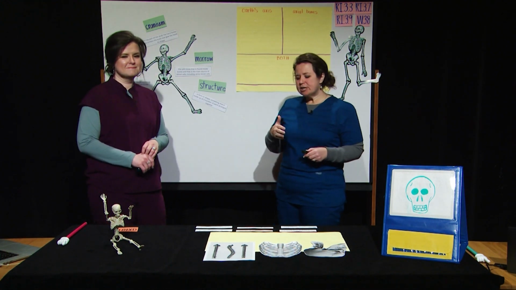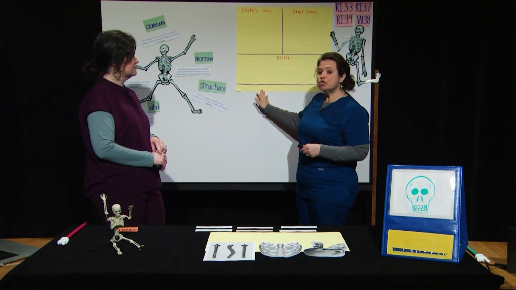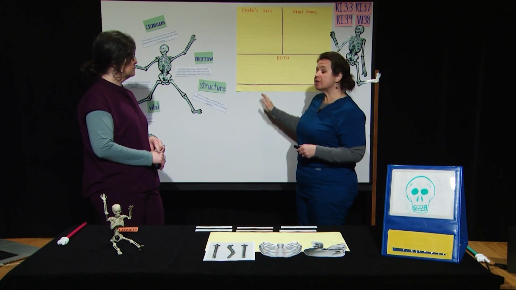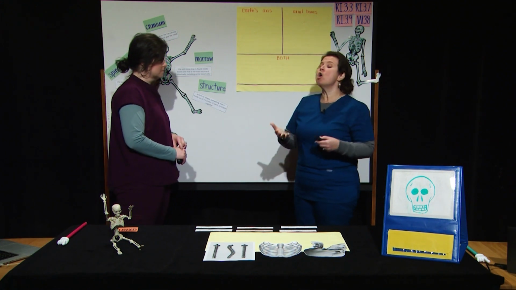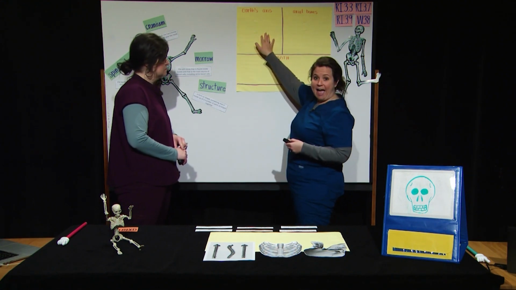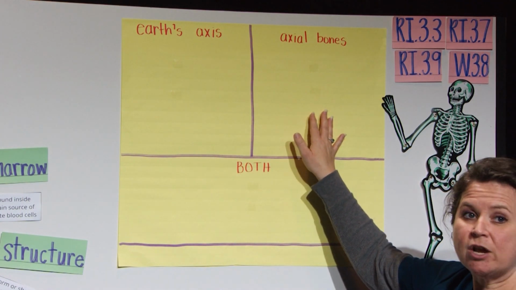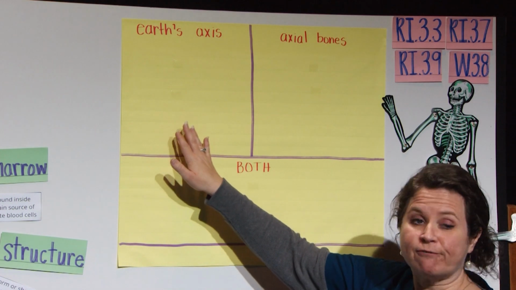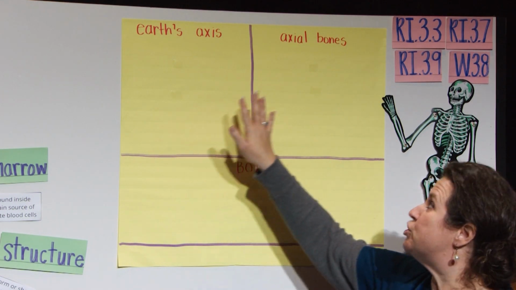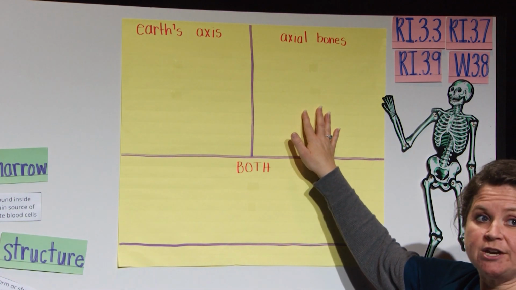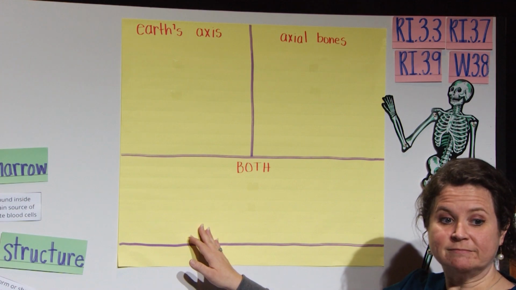Now, I want you to notice that we have a little bit of a graphic organizer behind us, all right? So we're going to use this graphic organizer to compare and contrast what we heard in the read aloud, dealing with the Earth's axis and the axial bones, all right? We're going to put the ones that are different. If it's just about the Earth's axis, we're going to put those here. And if it's just about the axial bones, we're going to put those here, all right? But if it's both, we're going to put them down here.